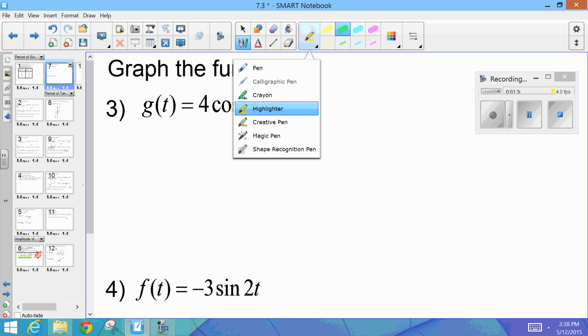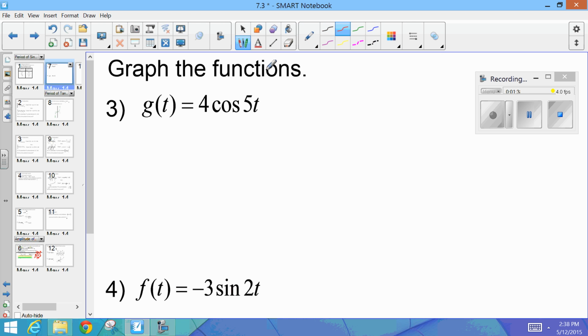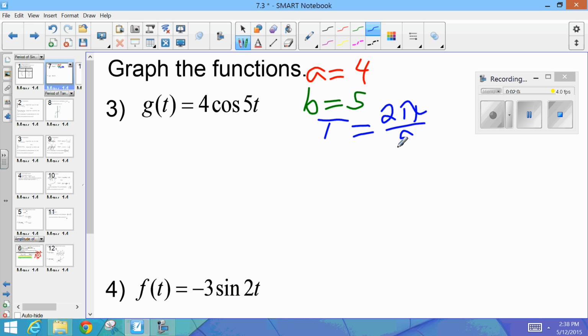Here we have two problems to graph, okay? And again, we've got an A and we've got a B. There are two different transformations happening, right? So let me take first my A for this problem. A is 4. That means the amplitude is 4. The height of the waves is going to be 4. And B is 5. And B is going to help me determine the period. So the period is 2 pi over 5.